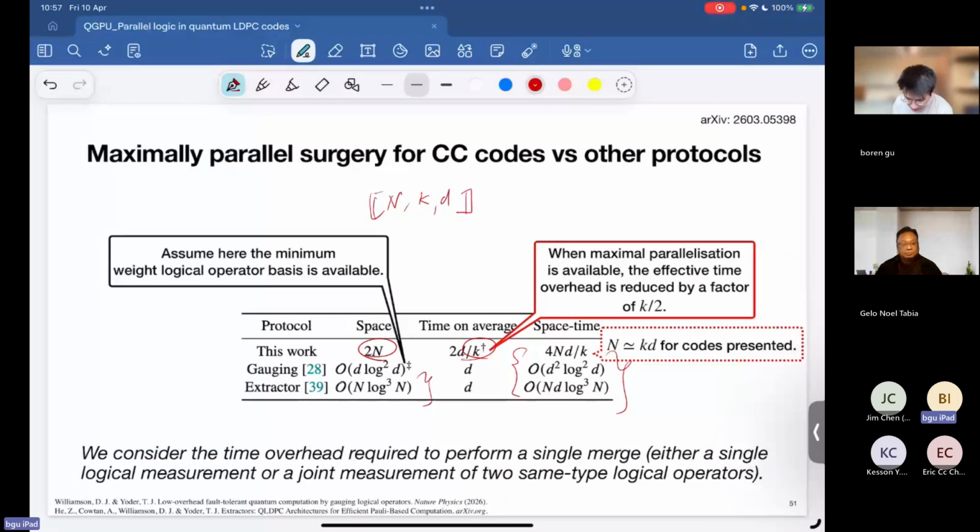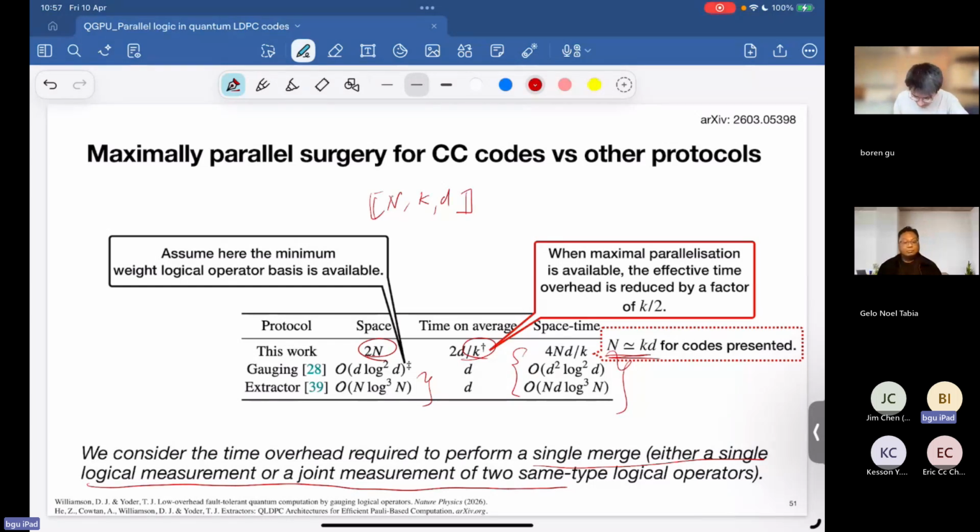And yeah, so here we assume that n almost equals k times d, which is true for all the codes that we have presented, for relatively not large sizes, less than 200 physical qubits. For all the comparisons here, we only consider the single merge, which is either a single logical measurement or a joint logical measurement of 2 same-type logical operators. The single measurement is just measuring out the logical qubit itself, and the joint measurement of 2 is just what we have shown previously.